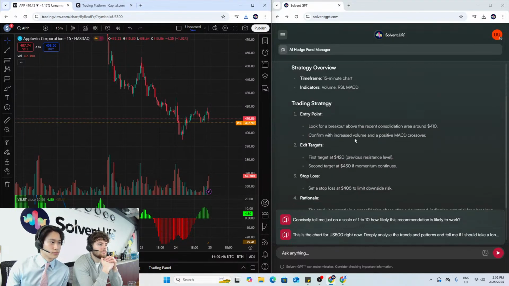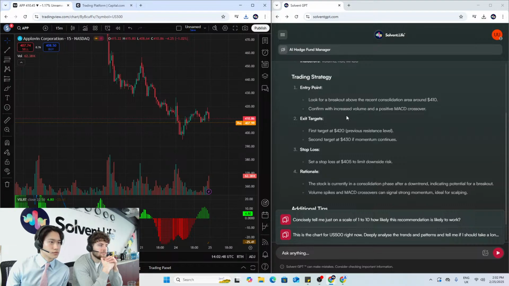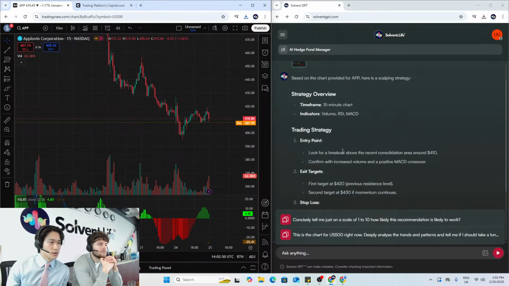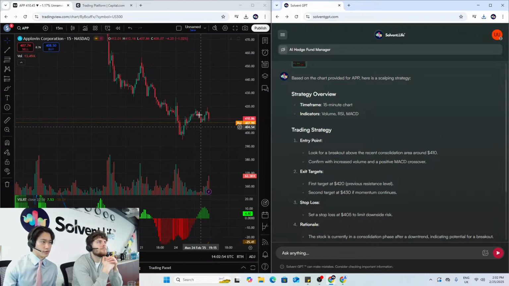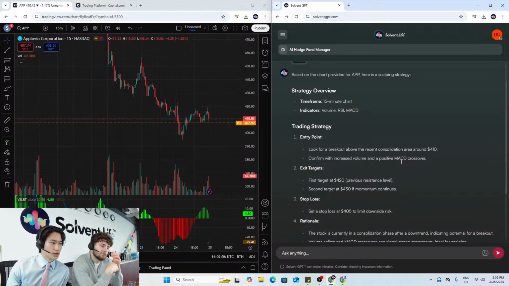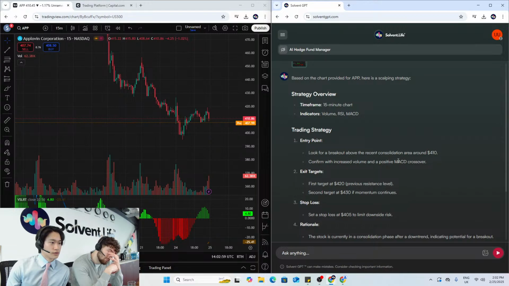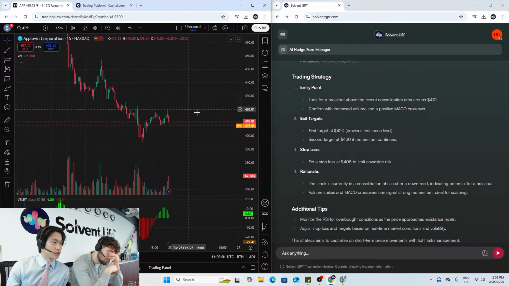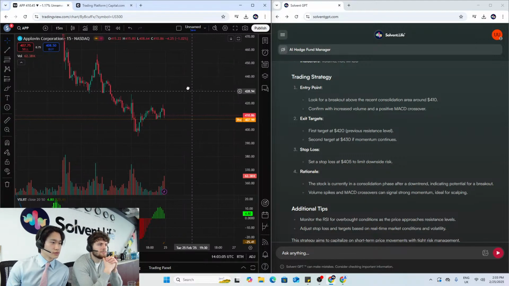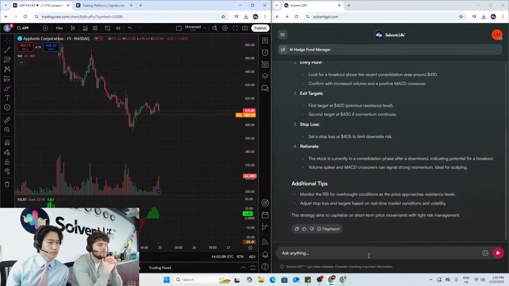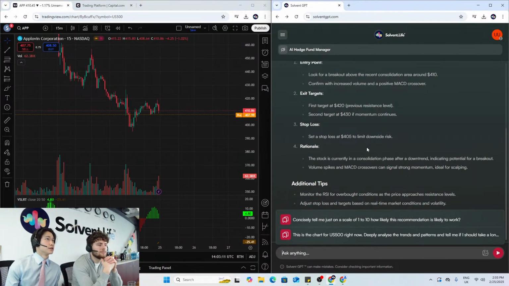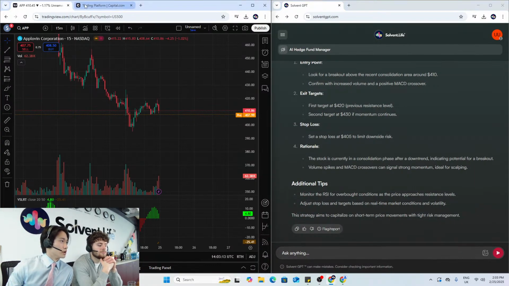Okay, here we go. So look for the breakout above around 410, which is where we're at. First target 420 up here. Second target 430. Well, we'll give it another ask when the market opens.